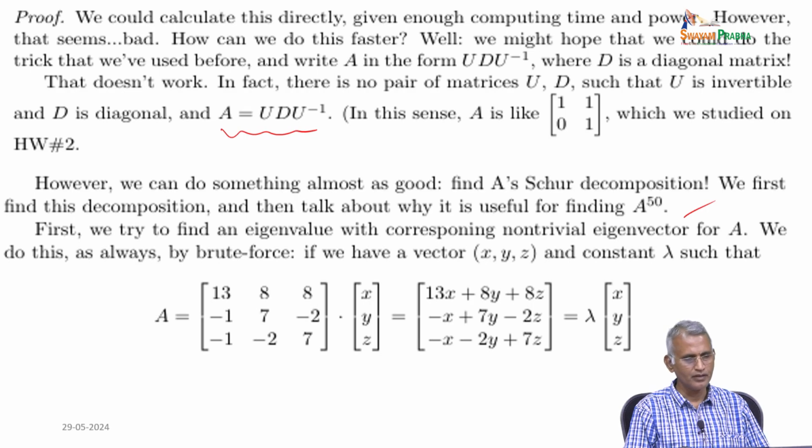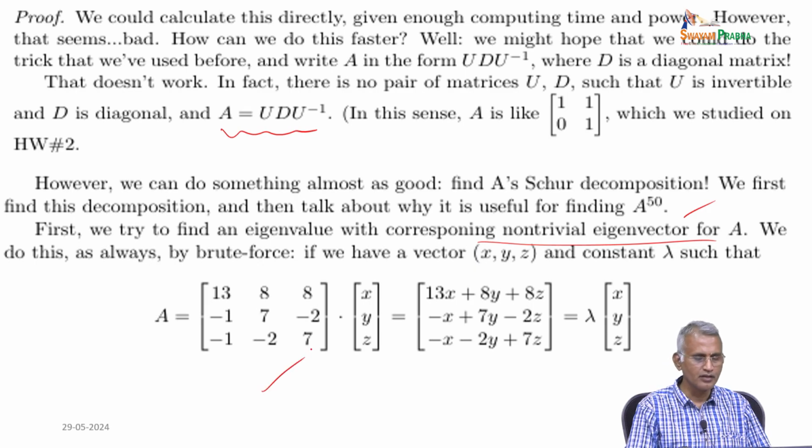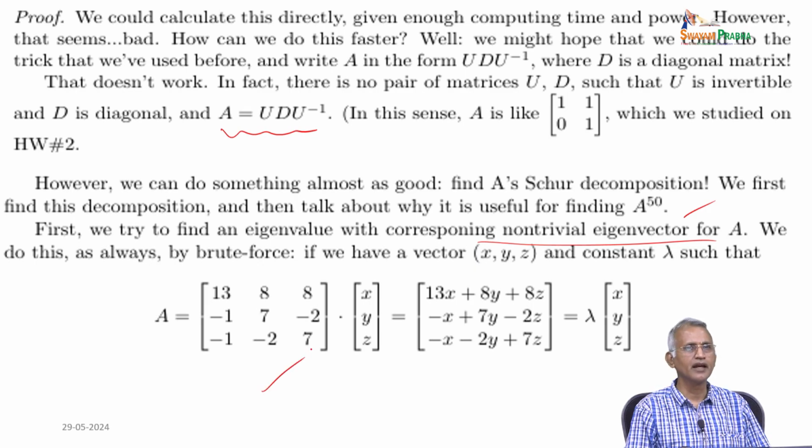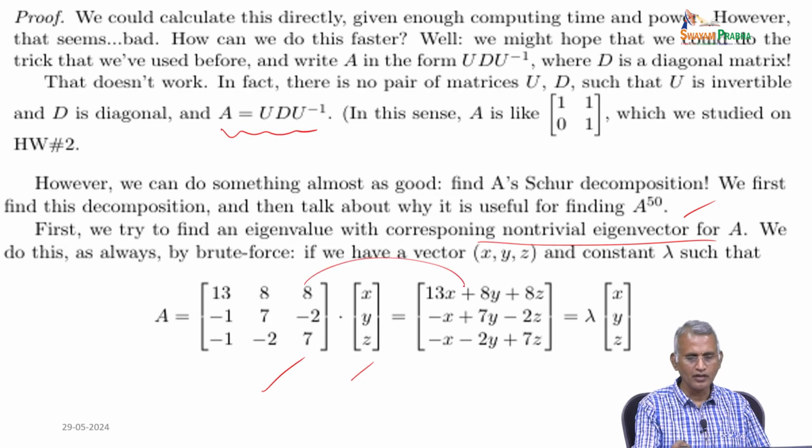So, to find the eigenvalues with corresponding non-trivial eigenvectors of A, we take the vector (x, y, z) and a constant lambda, with the given matrix [13, 8, 8; minus 1, 7, minus 2; minus 1, minus 2, 7] multiplied by (x, y, z). The matrix multiplication gives 13x plus 8y plus 8z, minus x plus 7y minus 2z, minus x minus 2y plus 7z, equal to lambda times (x, y, z).